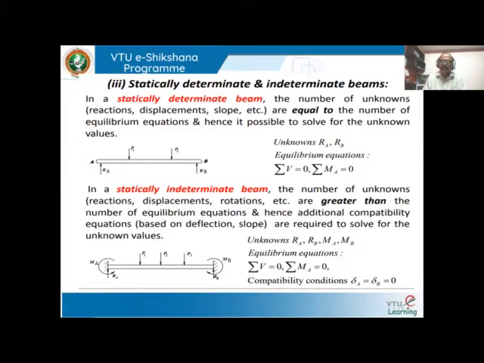Then we have statically determinate and statically indeterminate beams. As the name indicates, statically determinate beams are those in which the unknowns can be found with the available static equilibrium equations alone. For example, consider a simply supported beam with two point loads as shown in the figure. There are two unknowns, the support reactions RA and RB. To find them, we have two static equilibrium equations: the sum of all vertical forces is equal to zero, and the sum of all moments about any point is equal to zero. Using these two conditions, we can find the support reactions RA and RB.